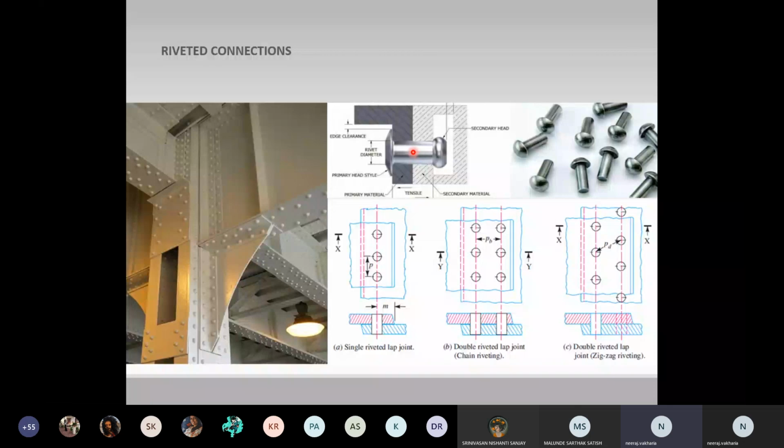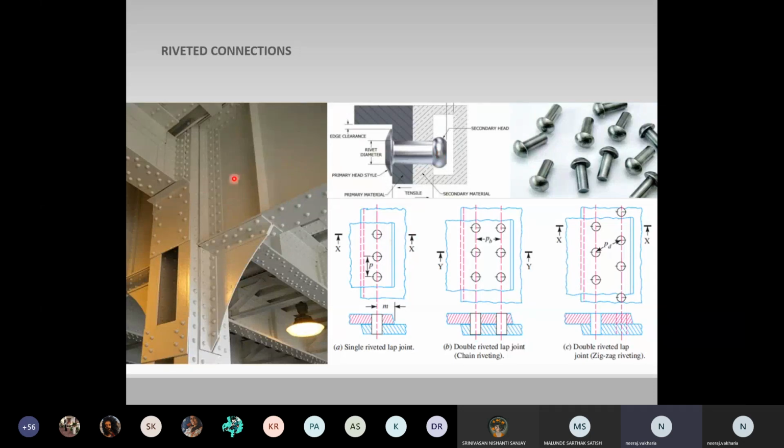So in this process, what we generally do, we insert this pin. While inserting this, we actually heat the rivet to a very high temperature, and then we insert it through the holes in two metal pieces or two members, and then we hammer the second portion and create a head on the other side so that it fixes the two components.